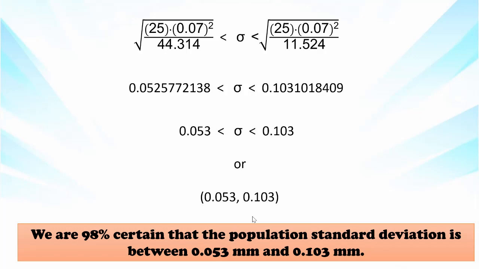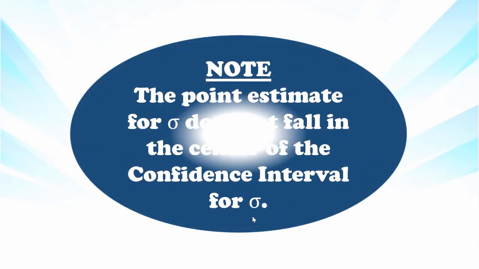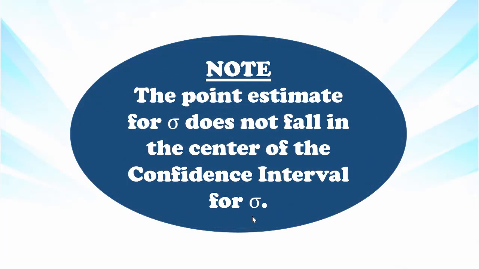We have a little note here. And the note says the point estimate for sigma does not fall in the center of the confidence interval for sigma, right? We just saw that where the 0.070 doesn't fall in the middle of 0.053 and 0.103. It's in there, but it's not exactly at the center.